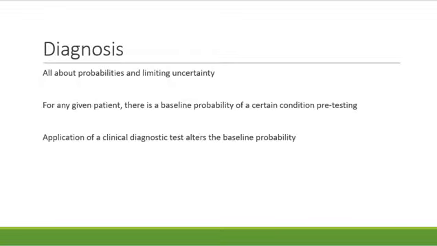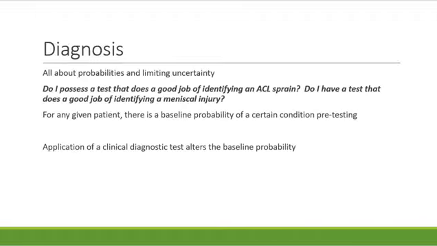So diagnosis, here are the things we are talking about, and let's look at these on the next slide. Diagnosis is all about probabilities and limiting uncertainty. So do I possess a test that does a good job of identifying an ACL sprain? Do I have a test that does a good job of identifying a meniscal injury?